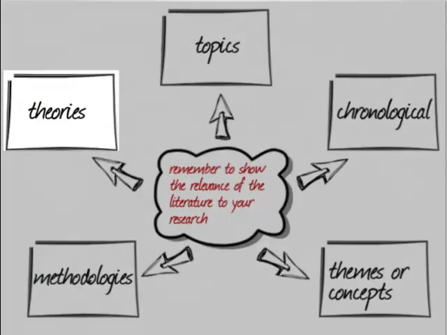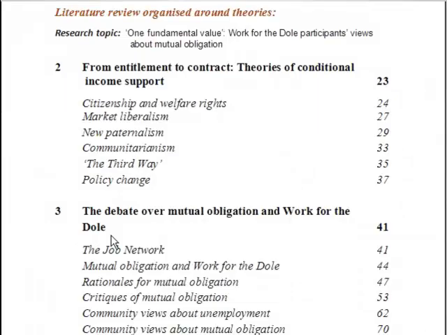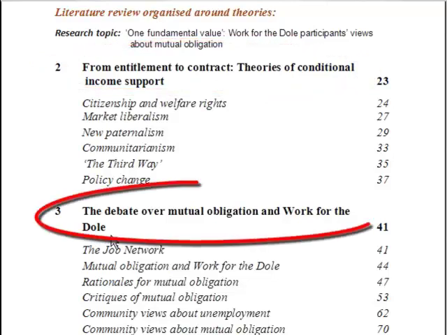You could also structure your lit review through different theories. Here's a good example of using a combination of structures. Notice that there are 2 lit review chapters. Chapter 2 discusses a variety of theories relevant to the research topic and debate, while Chapter 3 is structured around themes.